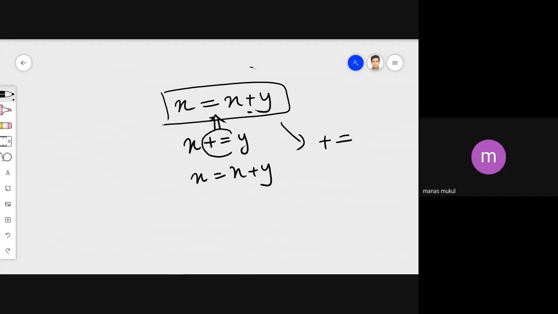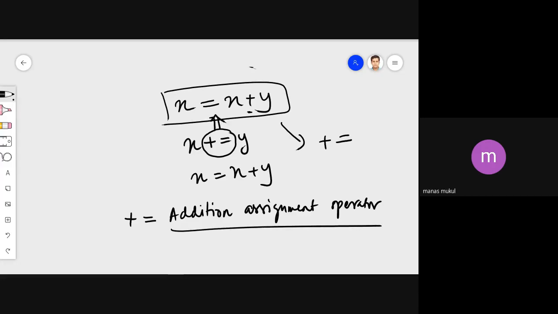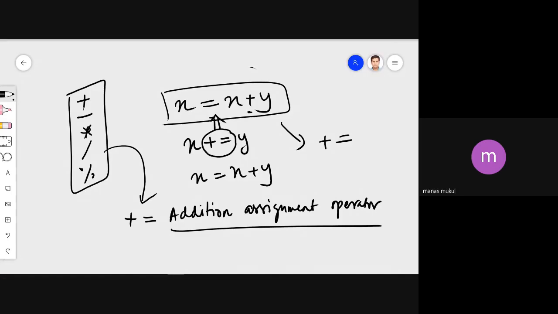Now this is a special operator which is available in C. What is this operator called? It is called the addition assignment operator. Now all the arithmetic operators, that is plus, minus, multiplication and division, all these arithmetic expressions can be represented by these special operators.